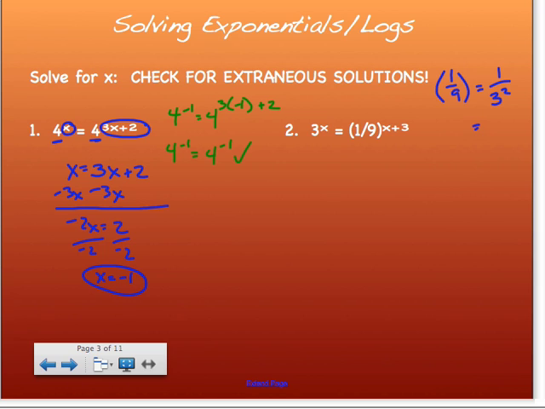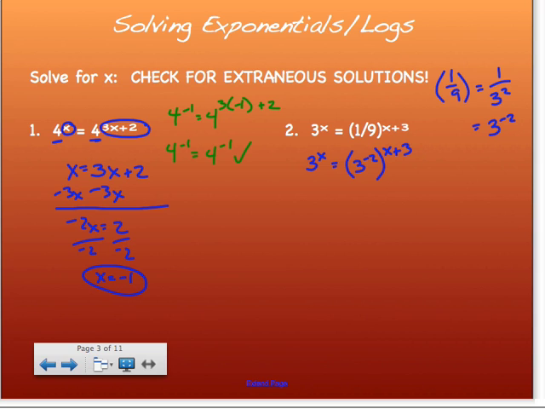And what if I said I want to put 3 on the top? Well, if I put 3 on the top, 1 over 3 squared should be exactly the same as 3 to the negative 2. And so I immediately turned 1/9 into a power of 3. If I bring it back to my problem, I have 3 to the x equals, I'm no longer going to put 1/9. Instead, I have 3 to the negative 2, still all raised to the x plus 3.